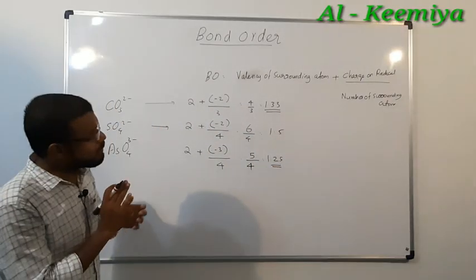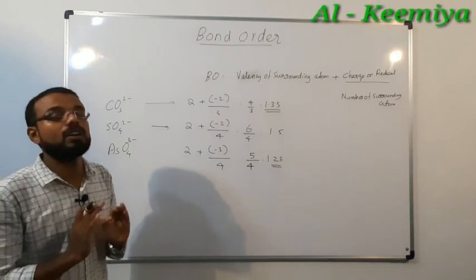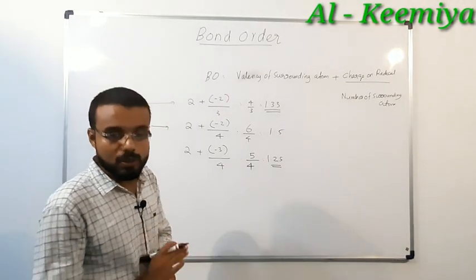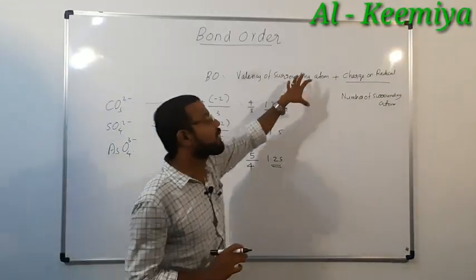So by using this equation, there is no need to find out the Lewis structure, no need to draw the Lewis structure. Without the Lewis structure we can find out the bond order.